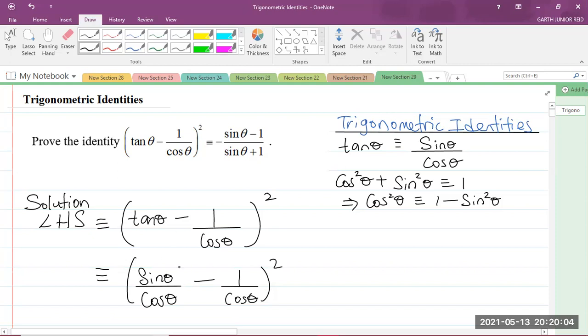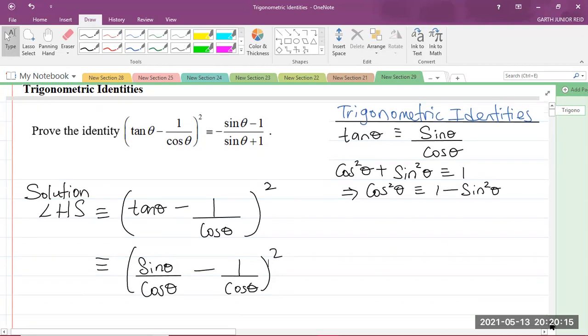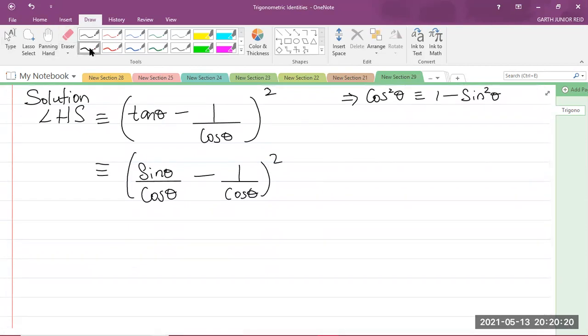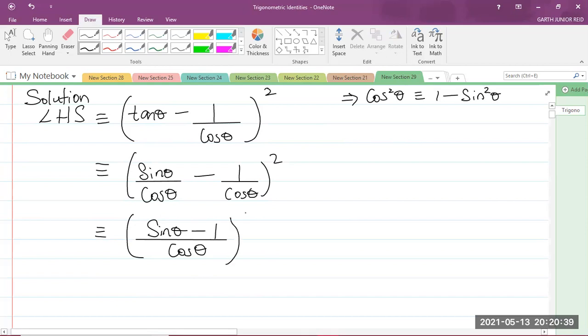Now, if you look inside the brackets, you realize that cos theta is the denominator of both fractions, and whenever that is the case, we simply combine the numerators. Let me scroll down so we can get some space. So this is equivalent to sine theta minus 1, all divided by cos theta, and remember we have to square this.